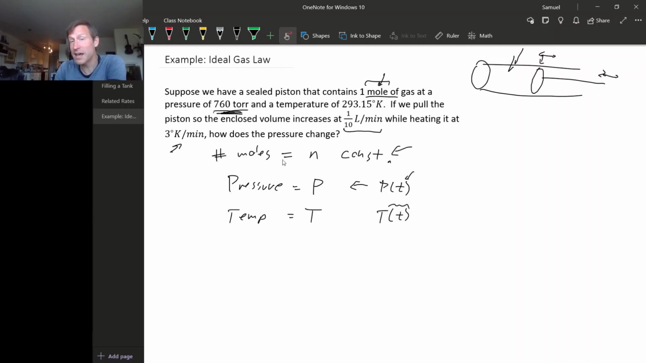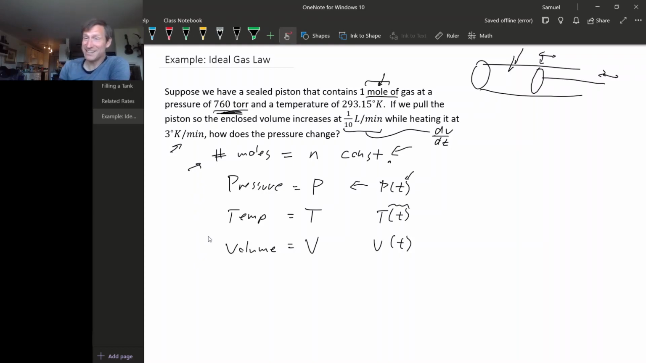And then I guess the last quantity here is the volume. We have to keep track of the volume because here we have a rate of change of the volume. So that means the volume should show up somehow. And the volume, of course, is going to be a function of time as well. All right. So what we need is some kind of equation that, when you have gas enclosed in something, relates the amount of gas, the gas's pressure, its temperature, and its volume.